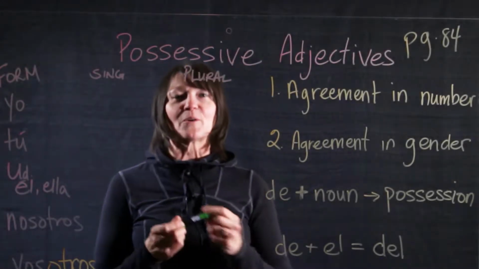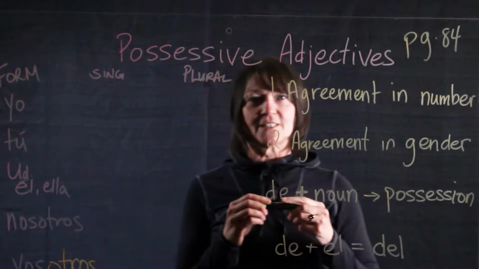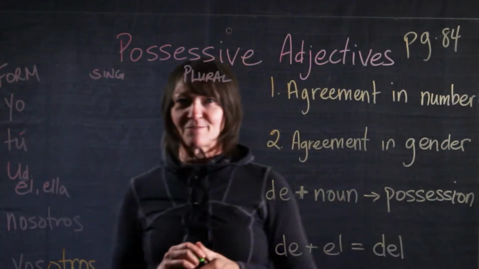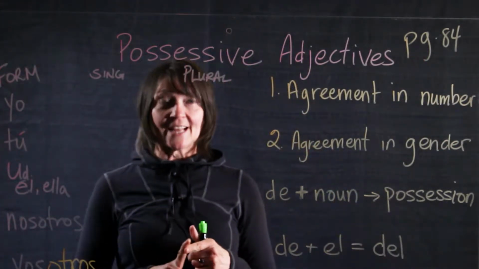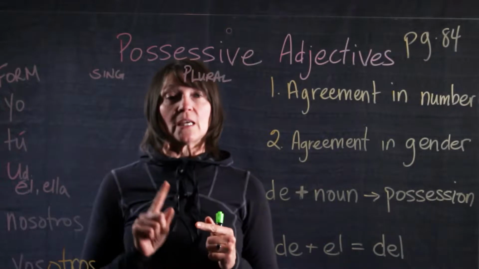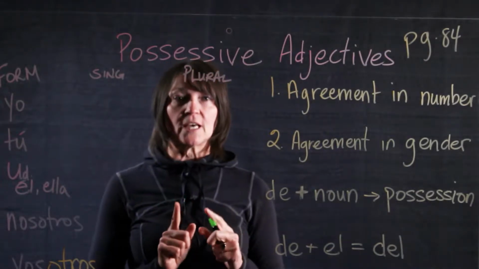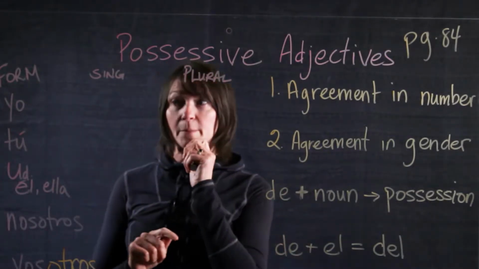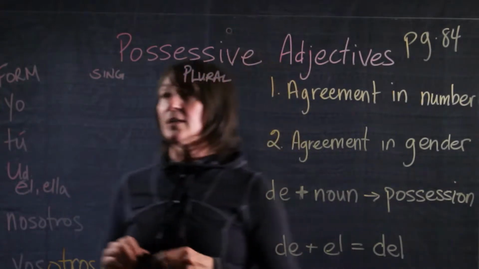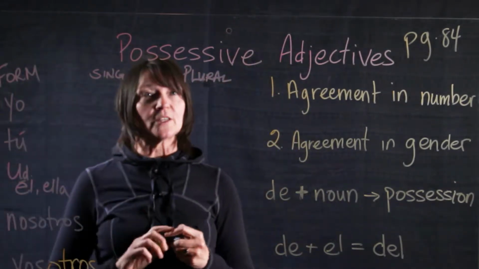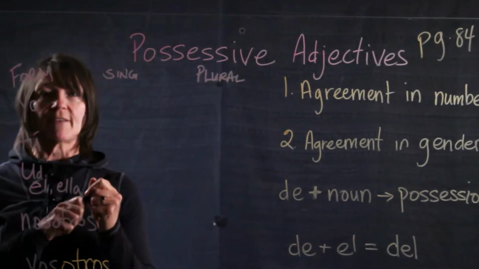In this video, we're going to be looking at possessive adjectives. This information is found on page 84 in your book. Remember that an adjective describes a noun. Possessive adjectives in Spanish, unlike regular adjectives, come before the noun. So here we're going to start by looking at the form. What are the possessive adjectives?